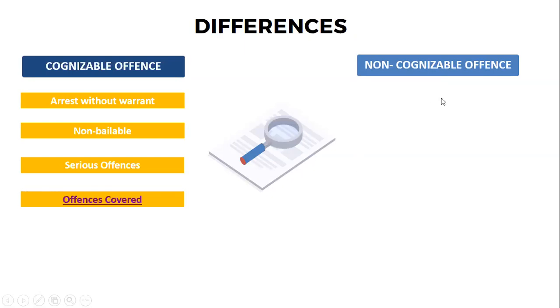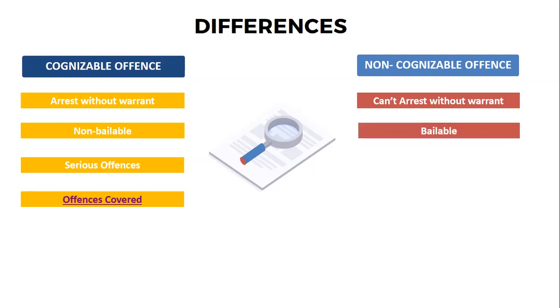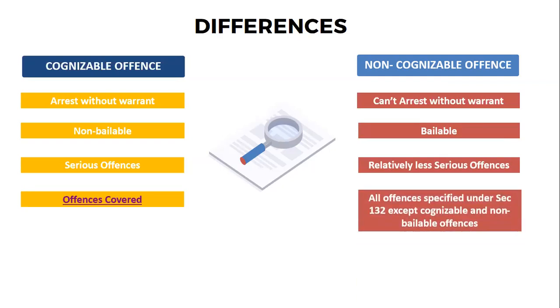Now coming to non-cognizable offenses, they are less serious offenses, and in these types of offenses, the authority which can arrest the violators can't arrest without a warrant. These kinds of offenses are bailable. And as I said, these are relatively less serious offenses. And all the offenses specified under section 132, except cognizable and non-bailable offenses, come under the category of non-cognizable offense.